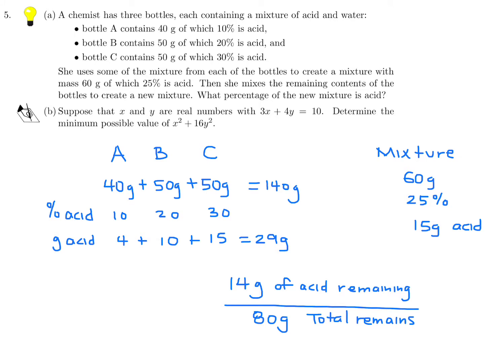So basically this is the ratio now of what's remaining. The remaining contents are all mixed together, and they want you to figure out the percentage of the acid. Well, it's 14 over 80. And if you do that, it's 17.5%. And that's pretty much all there is to that one.